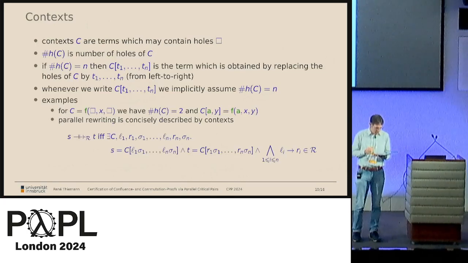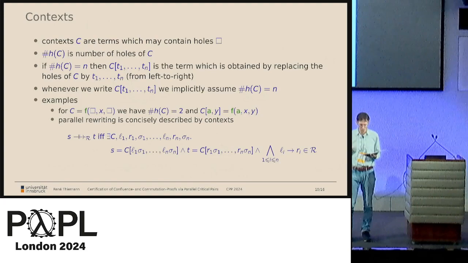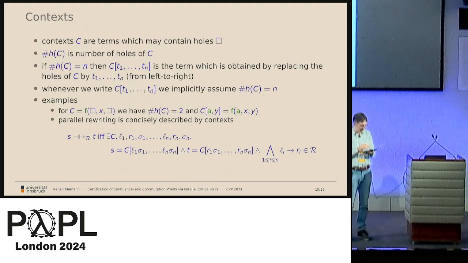And then the advantage of using this context is that many things can be described quite naturally. For instance, the parallel rewrite relation here can be described just with the context and without any inductive definition, in one line, by doing a parallel replacement within a context.